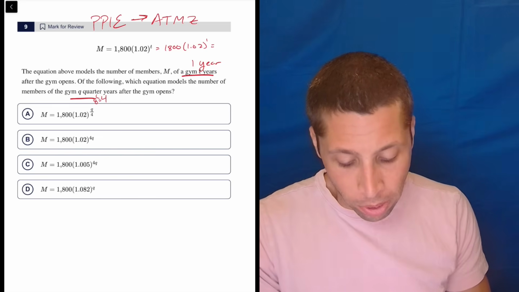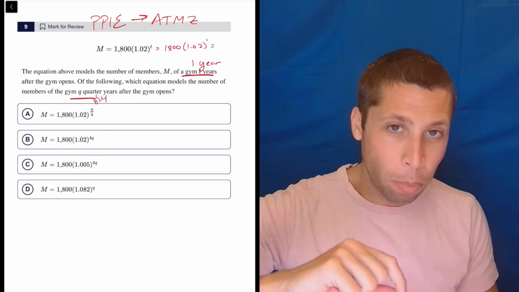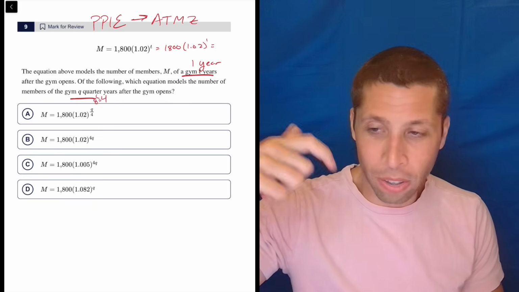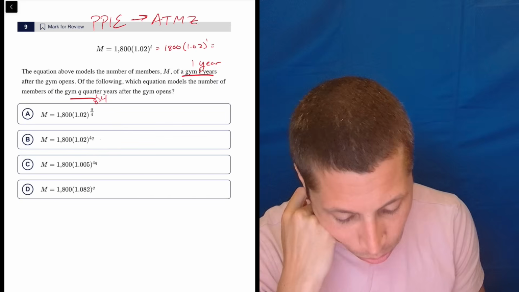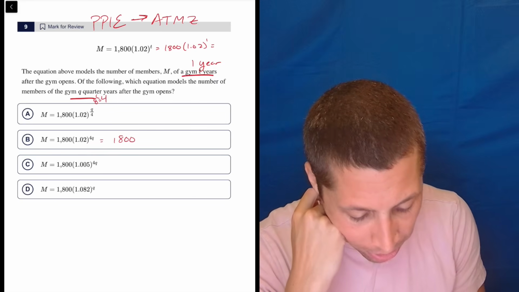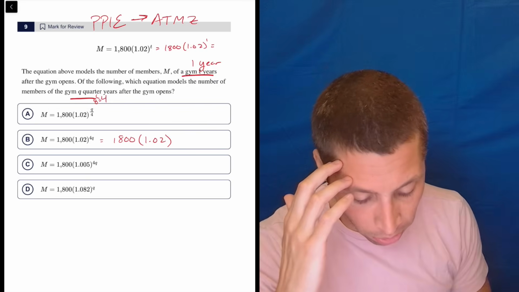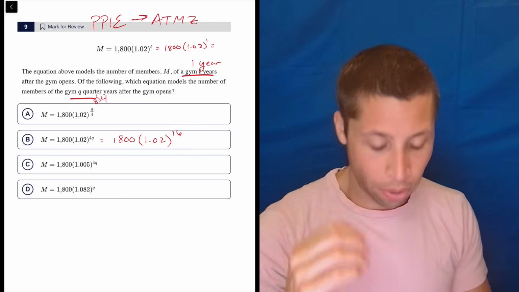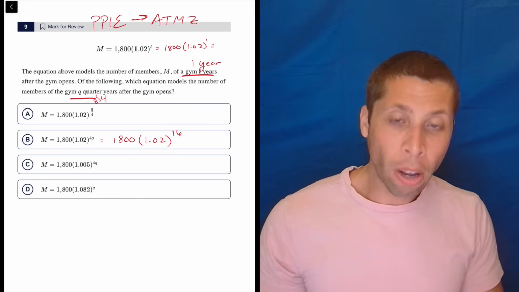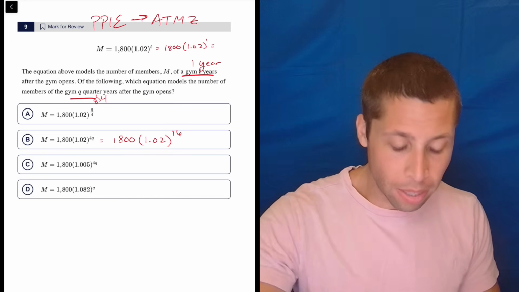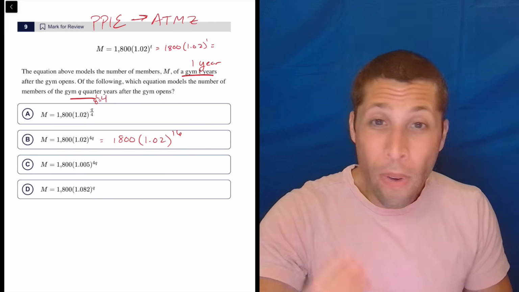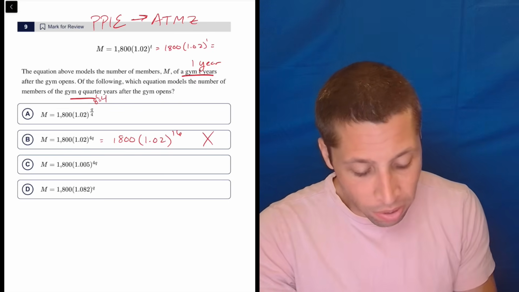So many of you are going to pick B because you're like, okay, you multiply the number times 4, it's 4 quarters. So a lot of people are going to do this. But if we plug our value in here, notice what happens. We're not raising 1.02 to the first, we're raising it to the 16th. I don't even need to put that in a calculator to know that 1.02 to the 16th and 1.02 to the first are very, very different numbers. So this is the trap.